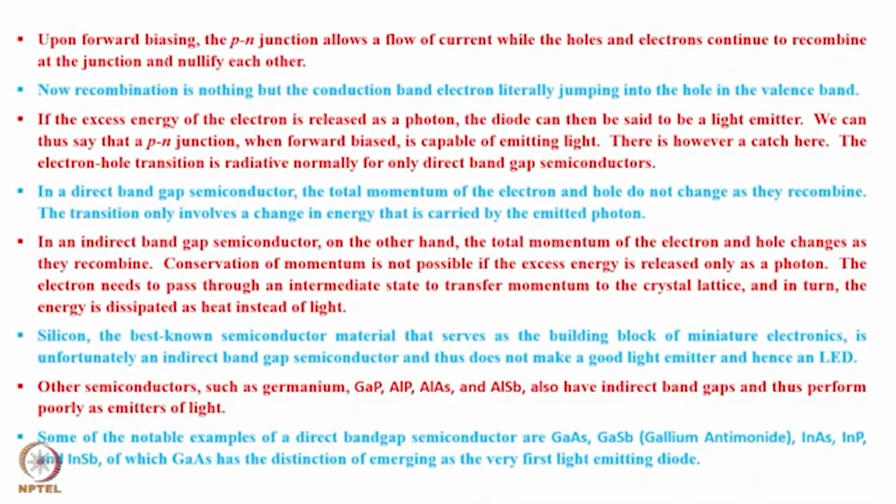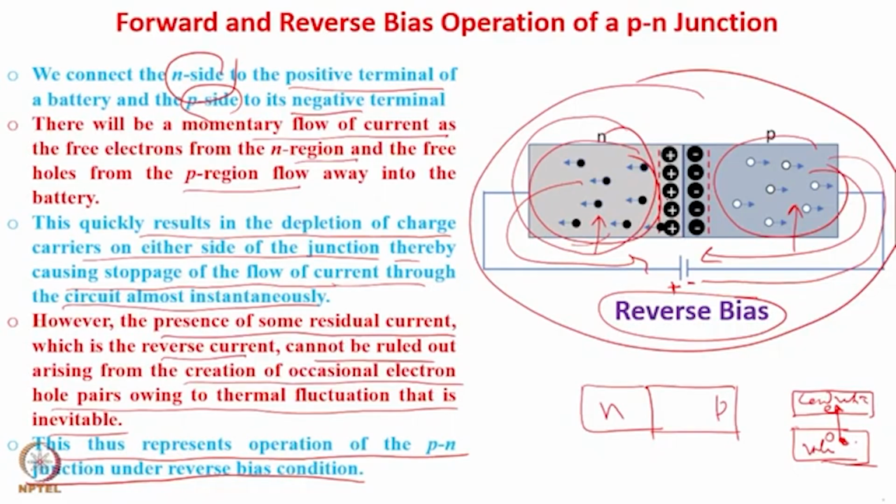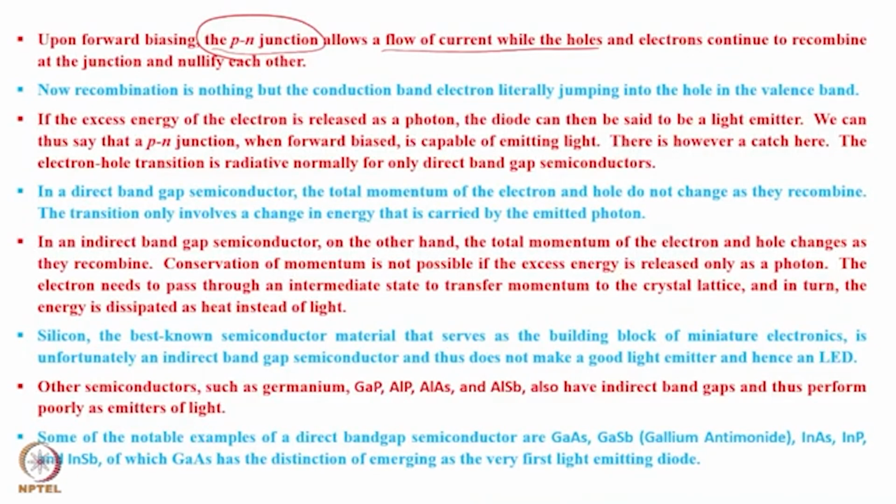Upon forward biasing, the PN junction allows a flow of current, while the holes and electrons continue to recombine at the junction and nullify each other. As the holes and electrons combine, they annihilate each other at the junction. That basically means an electron is falling down onto the hole, and they are recombined and annihilated. The extra energy that is released is emitted as a photon.